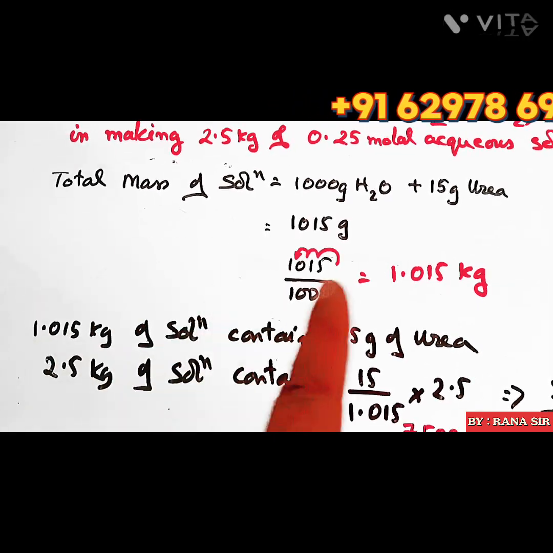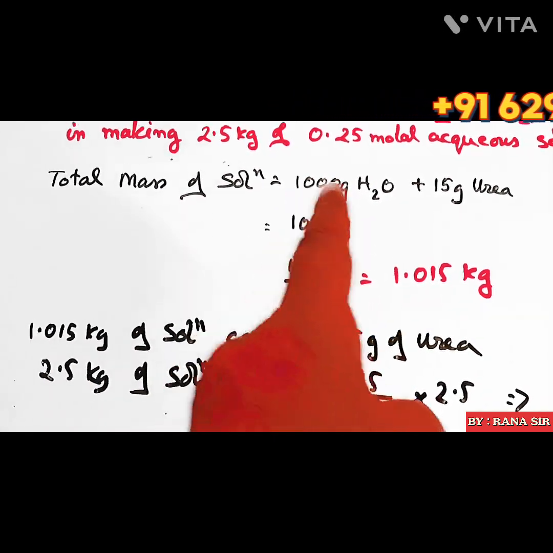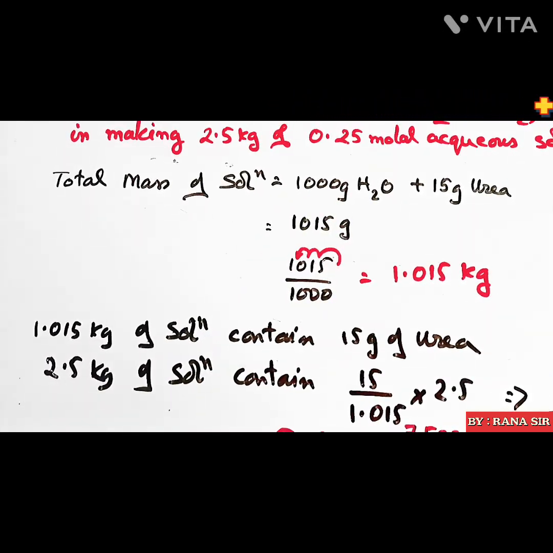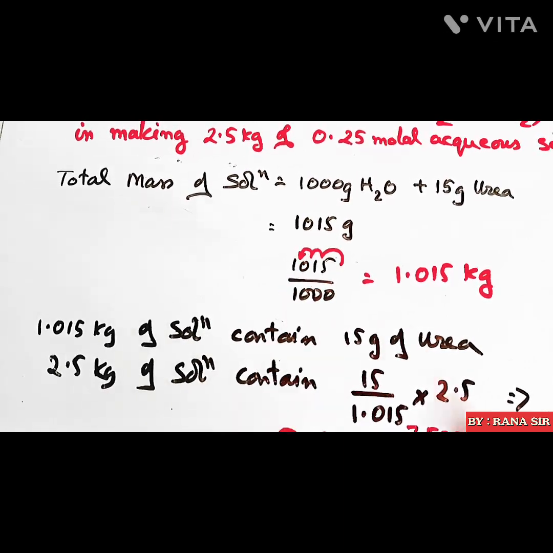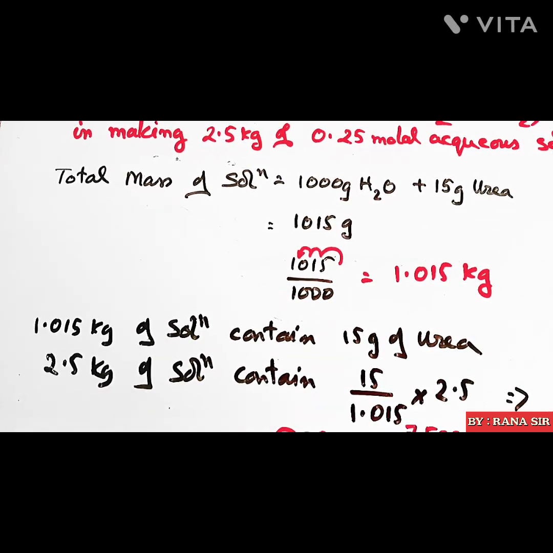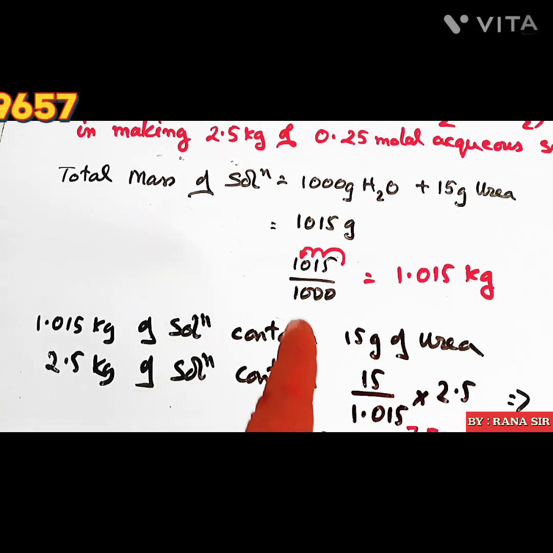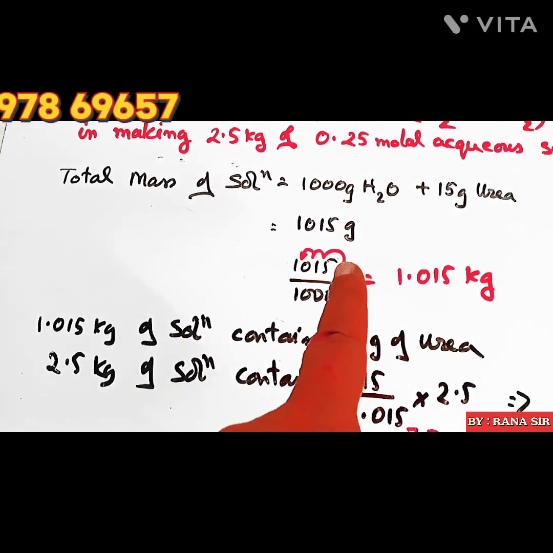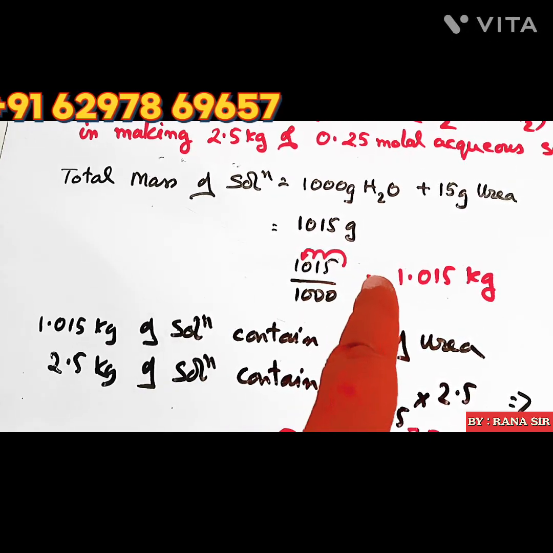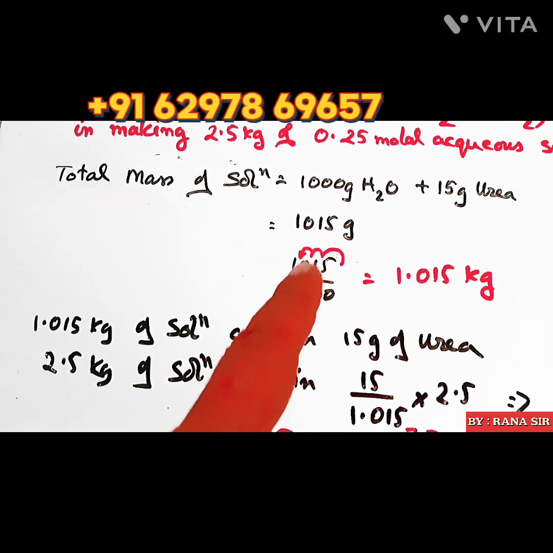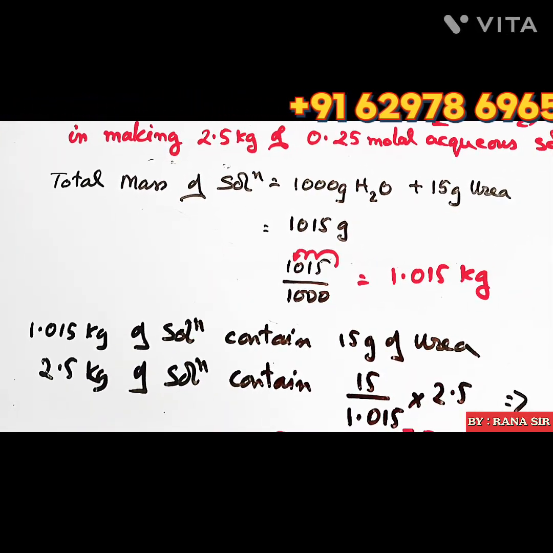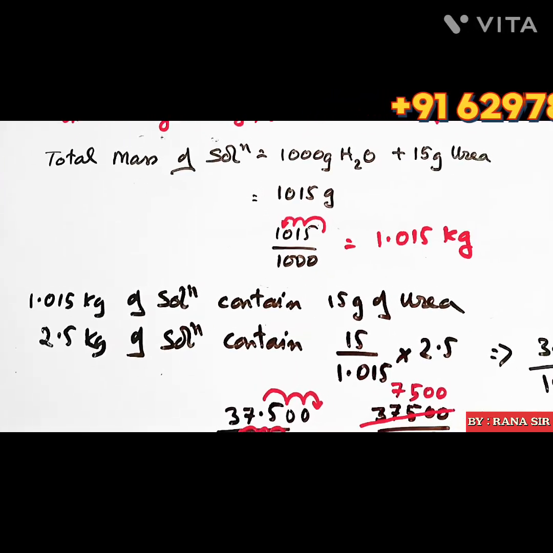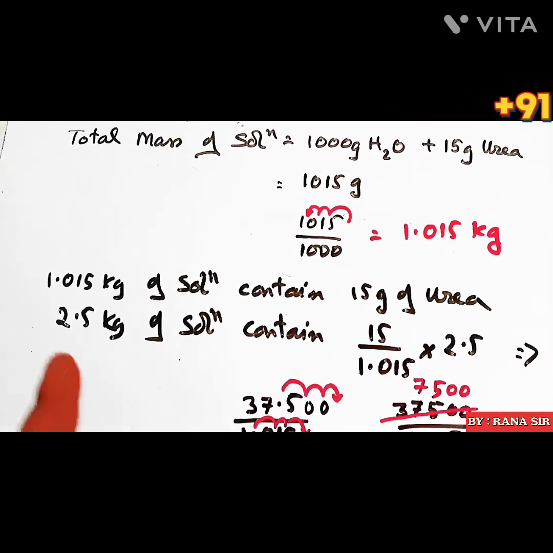Total mass of solution is 1000 gram of water plus 15 gram of urea. So total is 1015 gram. Convert gram to kilogram, divide by 1000, and we shift the decimal from the extreme right to left. How many times? 3 times. So 1.015 kg. Now we do simple unitary method.